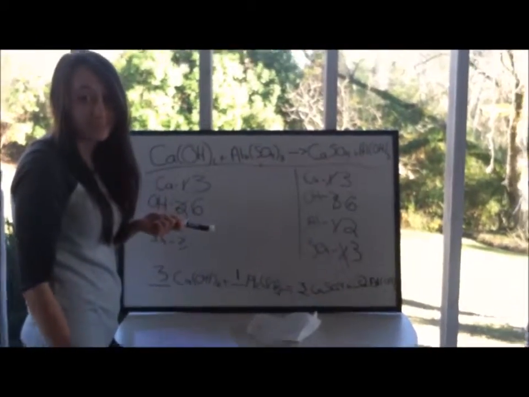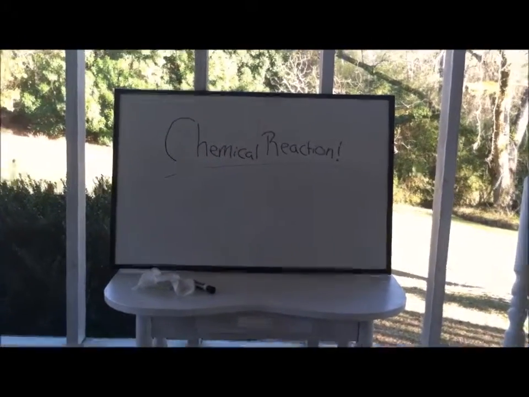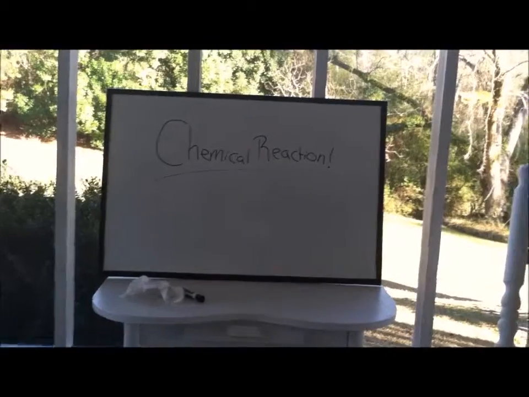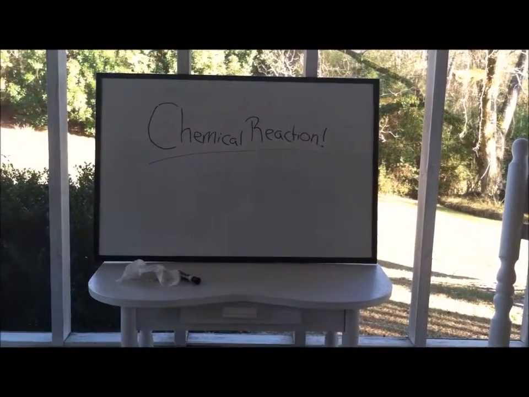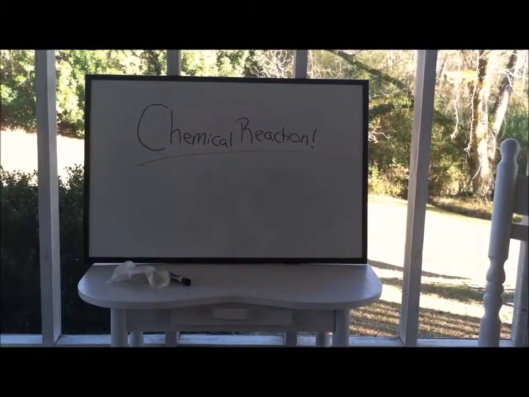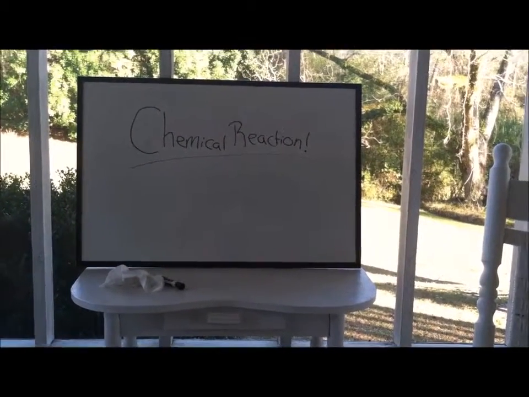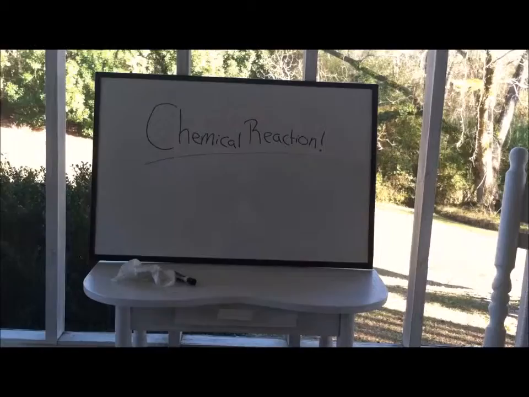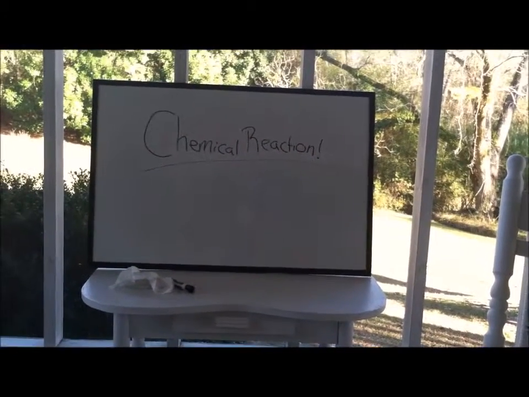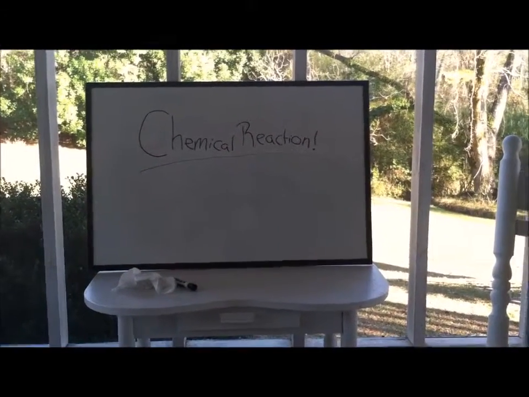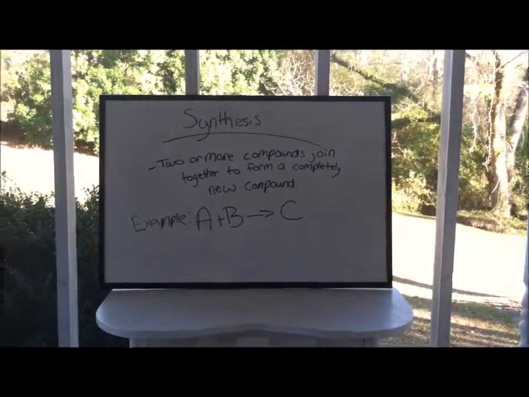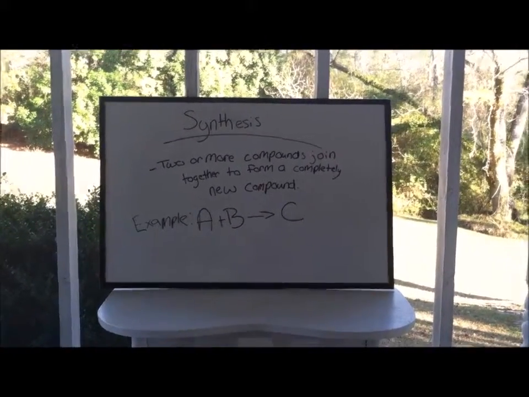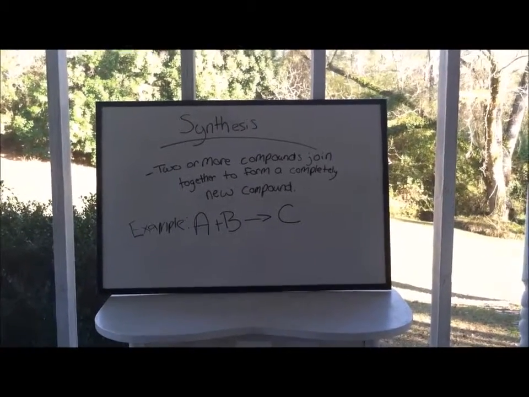Was that so hard? Now that we know how to balance chemical equations, let's review the different types of chemical reactions. After you balance the chemical equation, you'll know what type of chemical reaction the equation is. There are 5 different chemical reactions: synthesis, single displacement, double displacement, decomposition, and combustion. A synthesis reaction is when 2 or more compounds join together to form a completely new compound.